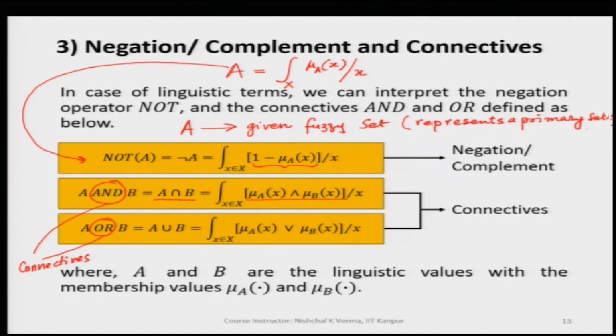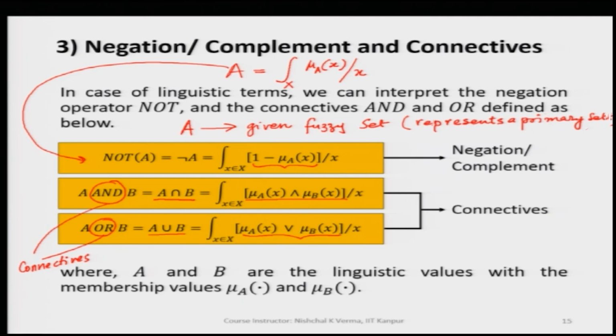Similarly, when we connect A or B by OR, we take the union of A and B, and we use the max sign in place of the min sign. So here we connect both membership functions of A and B by taking the max of mu A of x and mu B of x, which you can see here. Please note again that the generic variable values x remain unchanged.